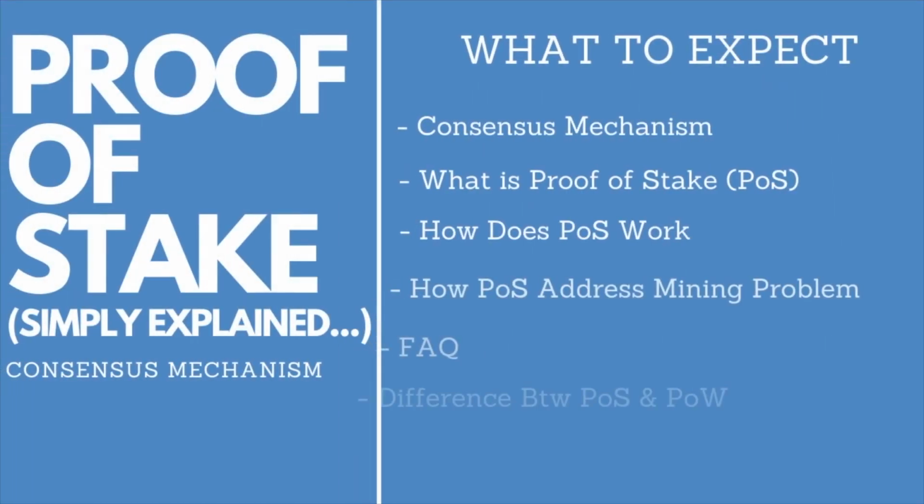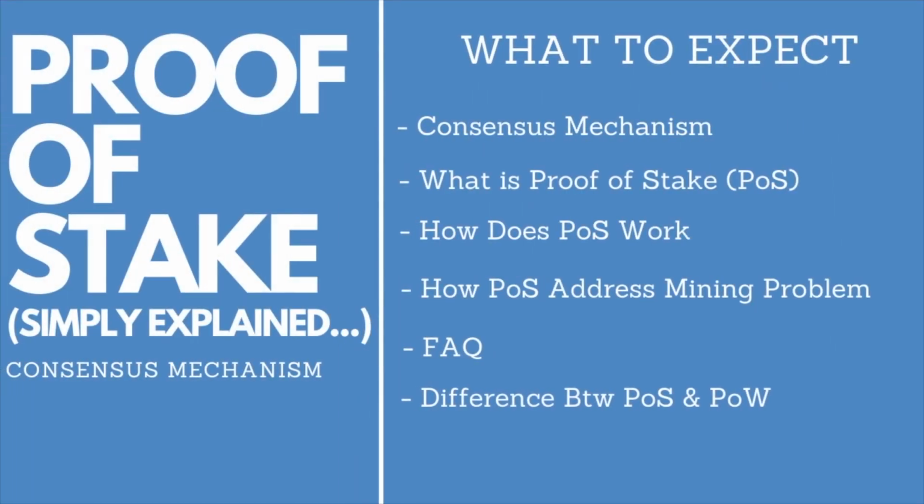One, explain consensus mechanism, then move on to tell you what proof of stake means, understanding the proof of stake and how it works, how proof of stake is solving the mining problem of proof of work, list some cryptocurrencies that use the proof of stake consensus, and answer some popular questions people have about proof of stake. And then finally, I would explain the difference between proof of stake and proof of work.